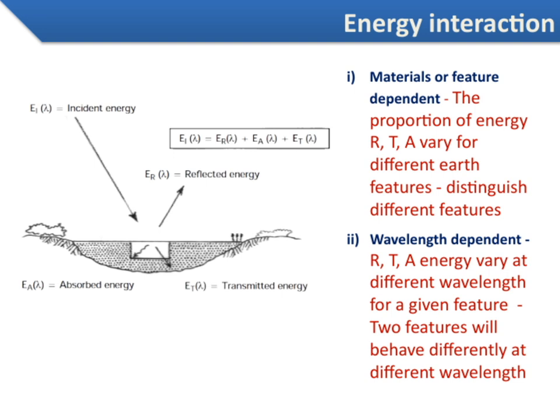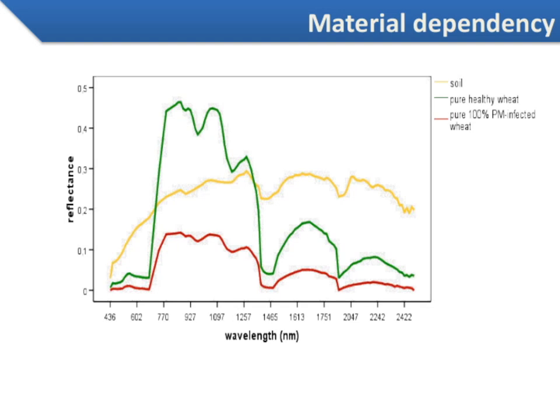Understanding these two key points, the dependency on material features and wavelength, is crucial. It allows us to interpret remote sensing data accurately and helps us differentiate between different Earth surface features based on their energy interaction characteristics. Let's talk about material dependency.